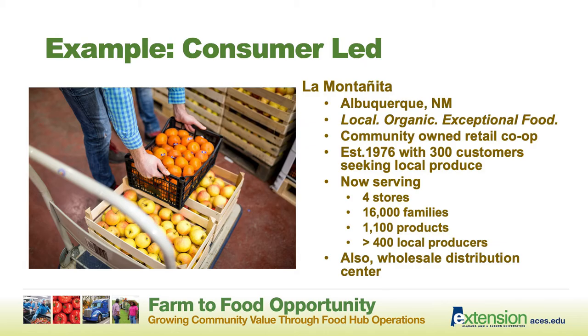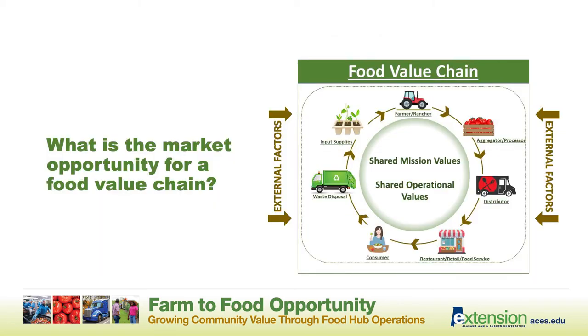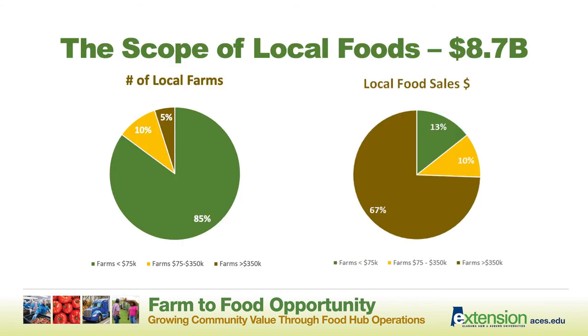La Montanita operates the aggregation and distribution functions in order to serve the final consumer through its retail and wholesale trade. Visit La Montanita online at www.lamontanita.coop. A closer examination of the markets and business opportunities will demonstrate the case for collaborating in a food value chain. Serving intermediate markets like retail chains, restaurants, and institutions like schools requires scale that many small and mid-sized producers cannot achieve. The market for local food has seen tremendous growth in the last two decades.